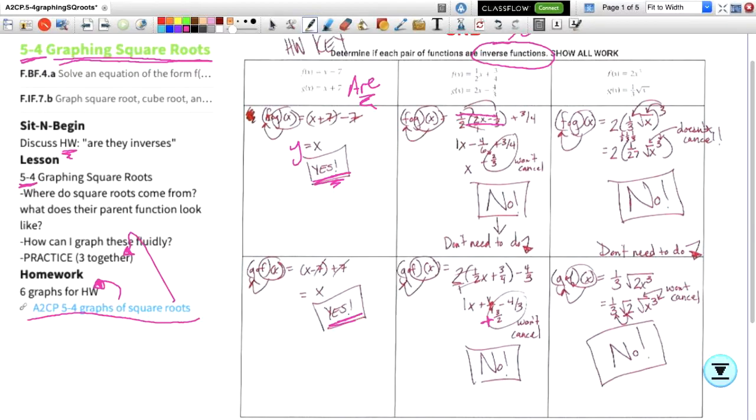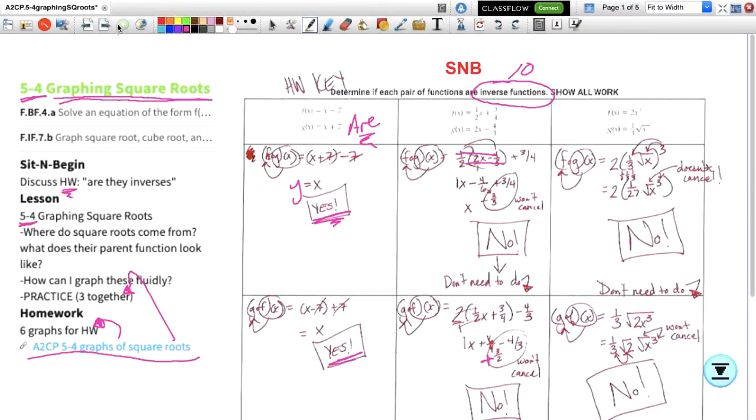You will have an opportunity to practice inverses a little bit more. We'll see it as our sit and begin in our next lesson. So writing them and being able to do compositions with them is going to be important. Okay? But today we're moving on to something a little bit different.